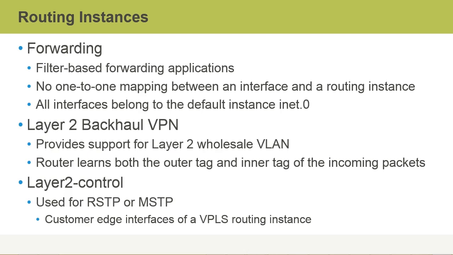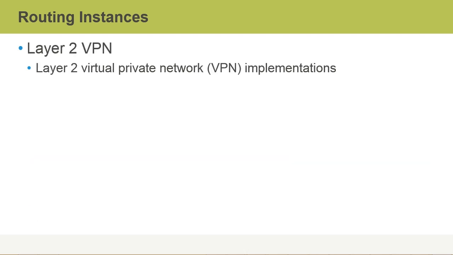The Layer 2 control routing instance type is used for RSTP or MSTP, which is also used with customer edge interfaces of a VPLS routing instance. The Layer 2 VPN routing instance type is used for Layer 2 virtual private network implementations.